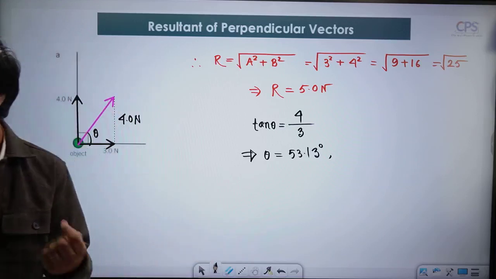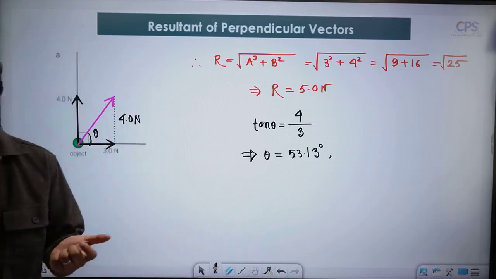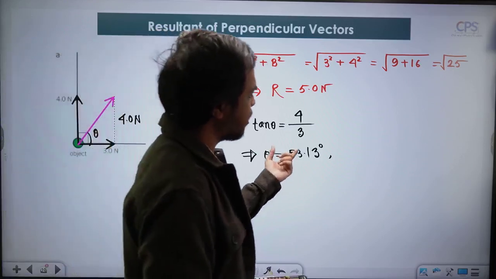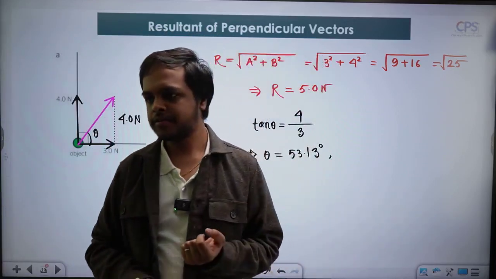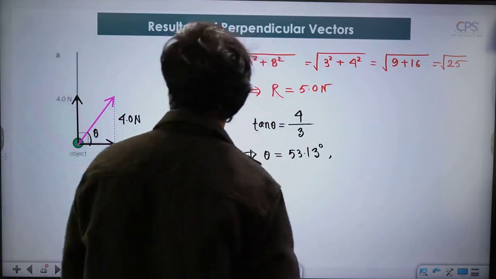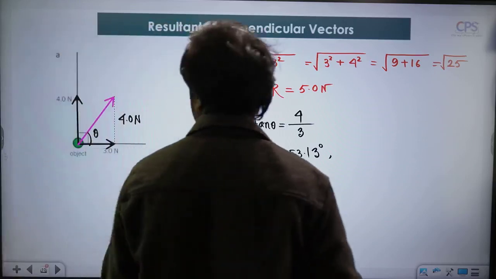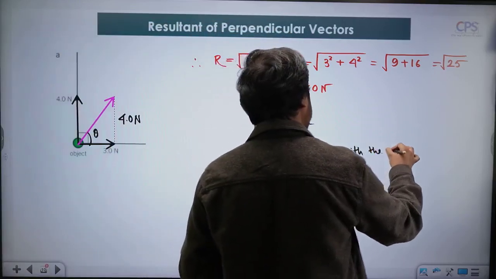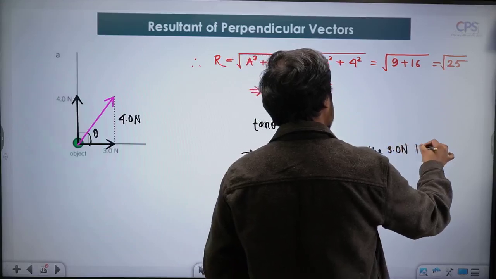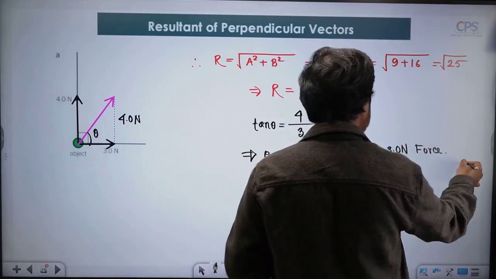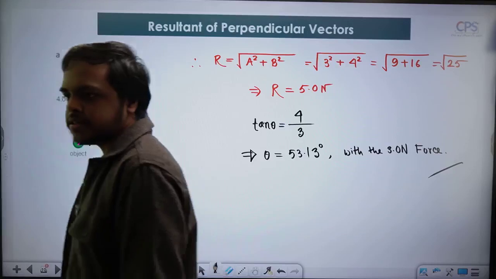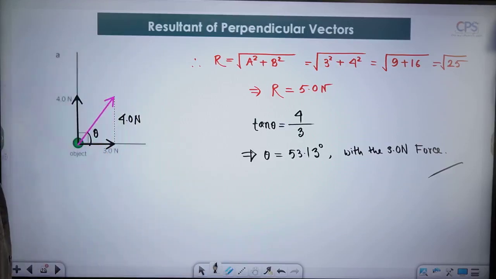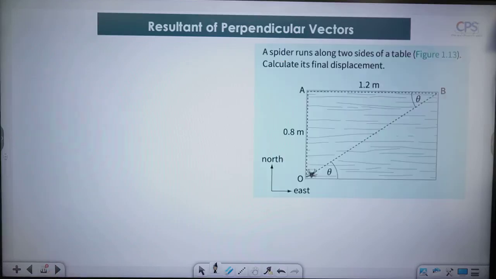be perfect to get the perfect marks. As easy as that. If you don't be perfect, your marks can be cut down, okay. So this will hurt you. So the theta is with the 3 Newton force. That's it. That's the perfect answer, and you'll get 100% marks for this one. Okay. See, this is very easy.